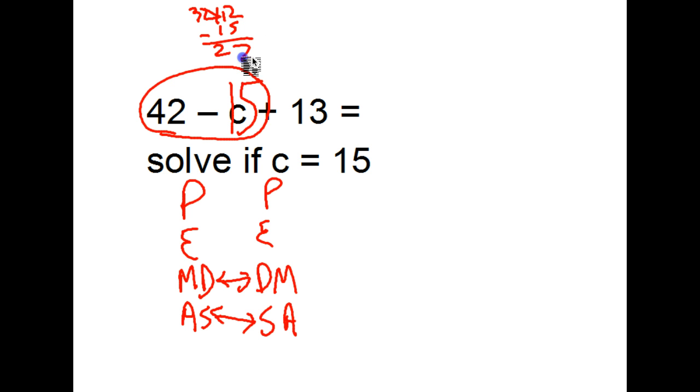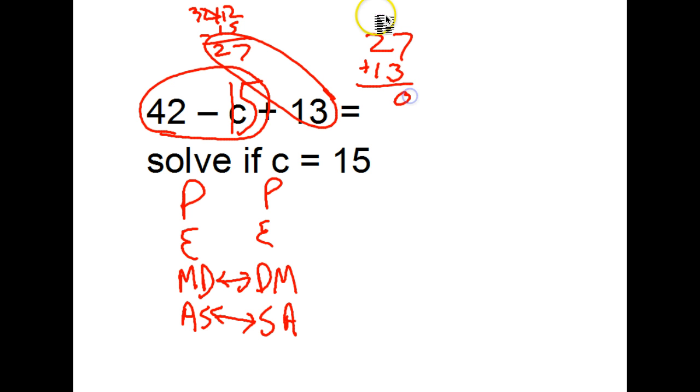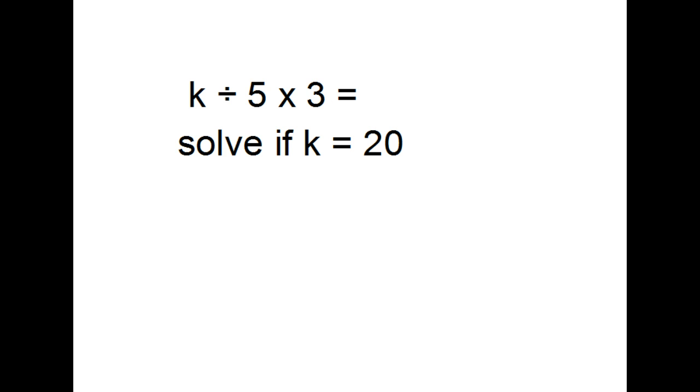And I get 27. And then 27 plus 13. My answer is 40. So 42 minus c plus 13, if c equals 15, then the answer is going to be 40. If c was a different number, I would have gotten a different answer. That's why c is called a variable. My answer could vary depending on what I put in for the variable. Remember, all we're doing is subbing this in.